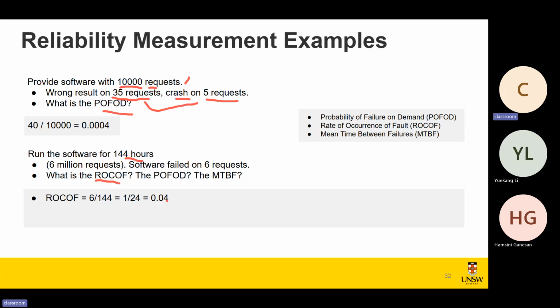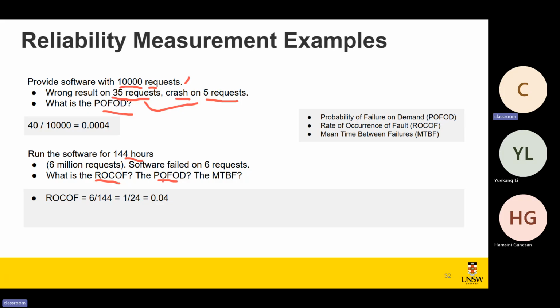So it means that the rate of occurrence of fault is 0.04 per hour, since the time unit is hour here. And what is the probability of fault on demand, failure on demand?